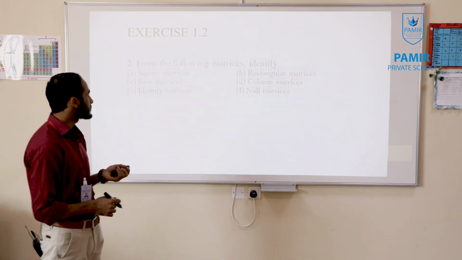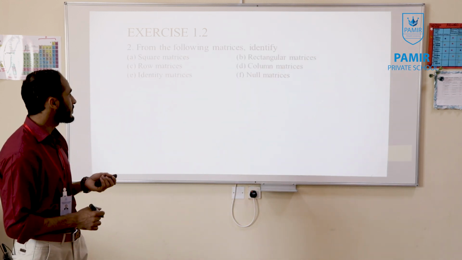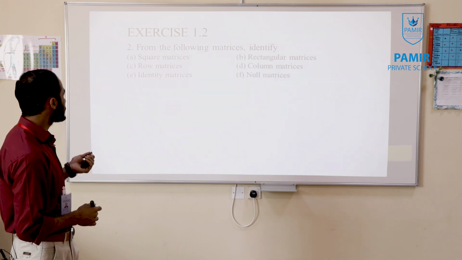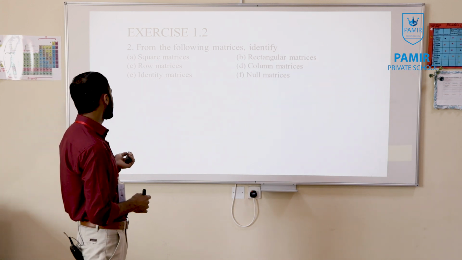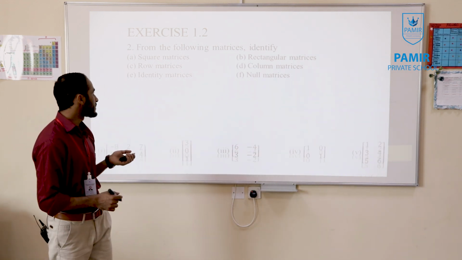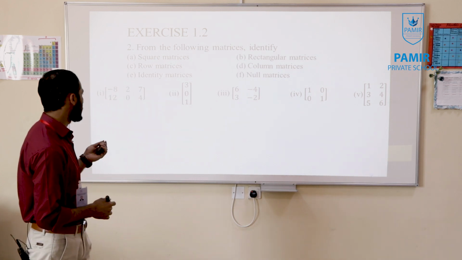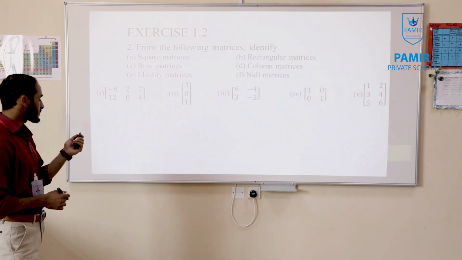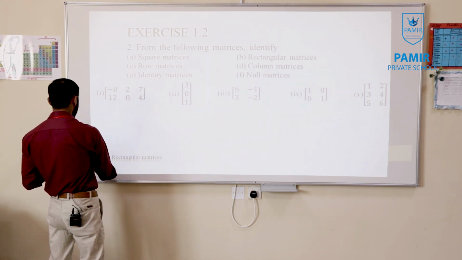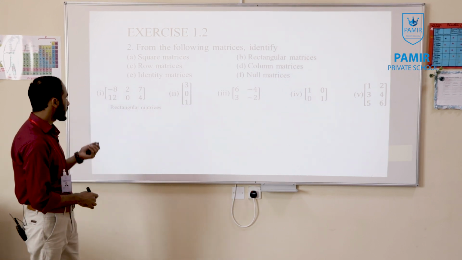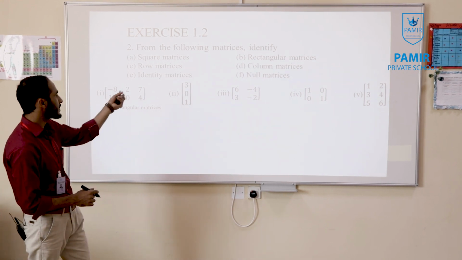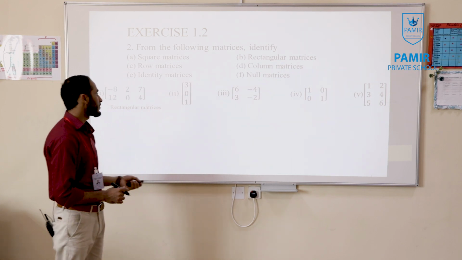Now we have some exercise questions. We can identify clearly here with the definitions we learned: square matrix, rectangle matrix, row matrix, column matrix and null matrix. Here are the examples. The first one we can recognize through the order of the matrix, as the order of that matrix is 2 rows and 3 columns. So directly we can say that it's a rectangular matrix.